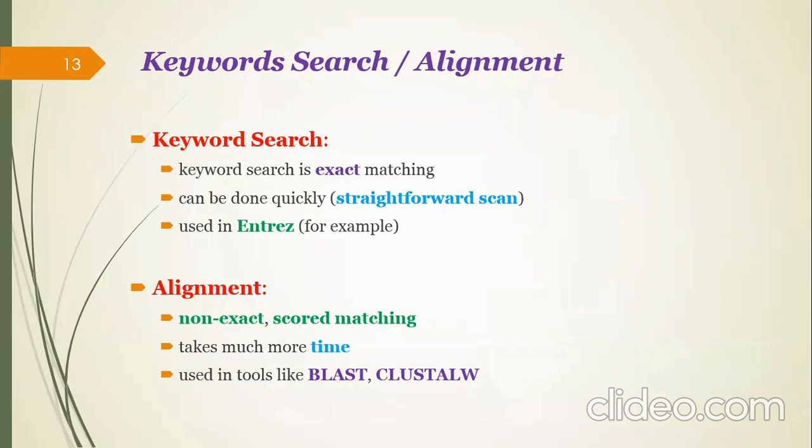Okay, so moving further. Sir, this scored matching, does it mean the average of both sequences, how much they matched? Yes, like 90% matched, 80% matched, 70% matched. So this will be the scored matching, and this will be the exact matching. This gives the term with 100% match, okay? So this is a straightforward scan, exactly.